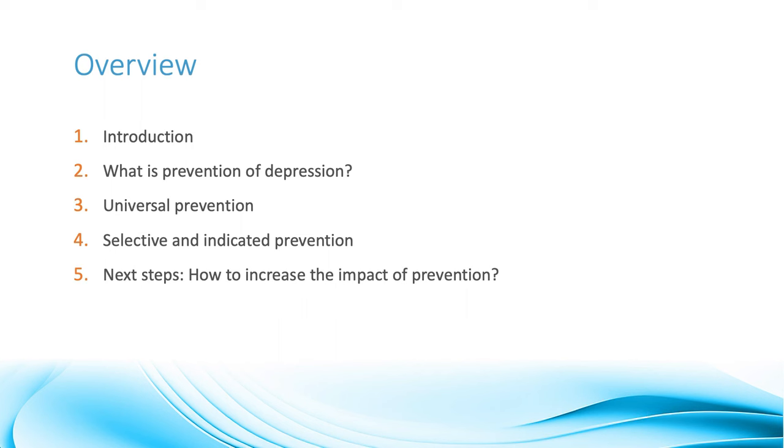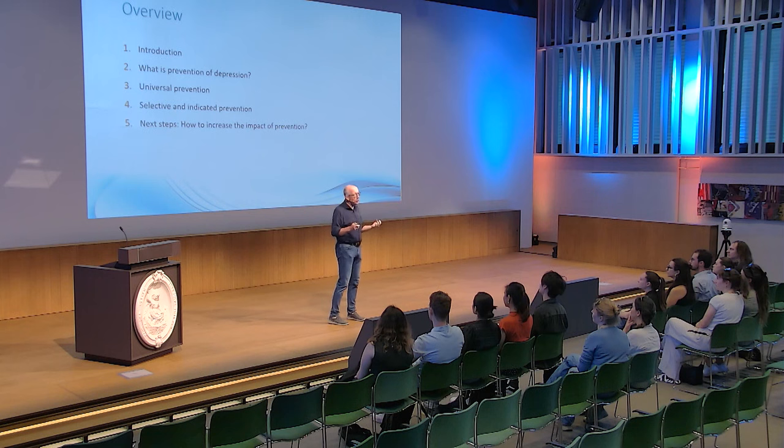And so the first subject is prevention of depression. What I will do in this first lecture is first introduce the problem. I will explain what prevention is, and then I will go through the specific types of prevention: universal prevention, selective, and indicated prevention. I will show you that until now, we know that some types of prevention work, but it's not ready yet to be implemented in routine practice. And I will explain what the best next steps are.